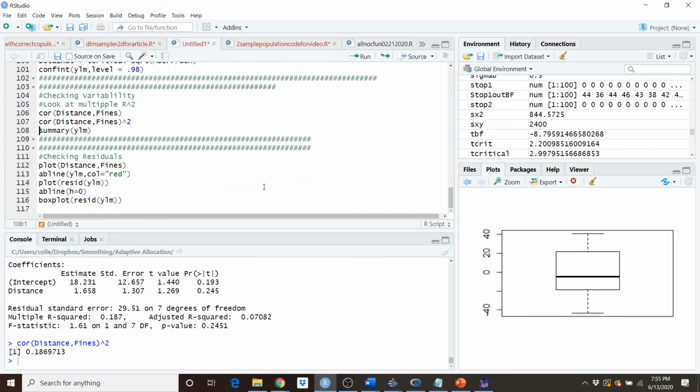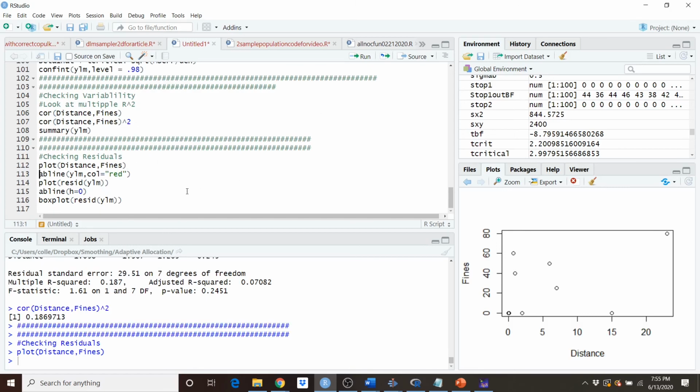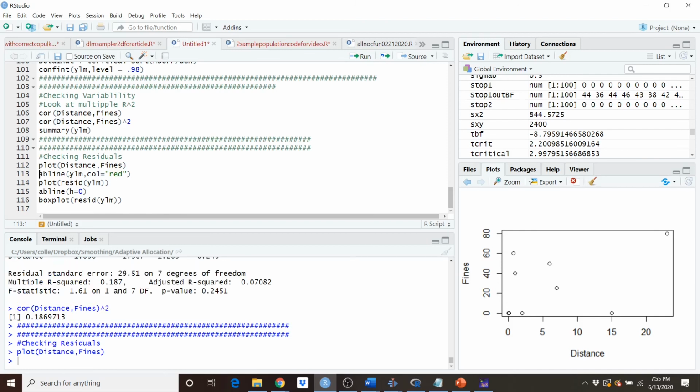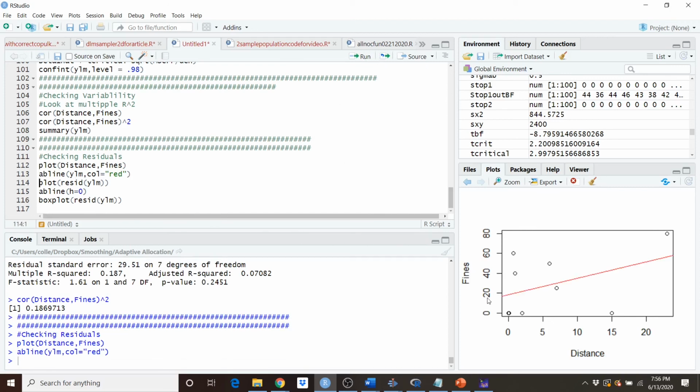Now let's also take a look at checking our residuals. First, I want to plot our data. So here's our data. Notice this could be an influential observation. And I'm going to add this command abline with our ylm. That's what we called our function. And I'm going to add a color of red because I want to add the regression line, our estimated regression line, and here it is.